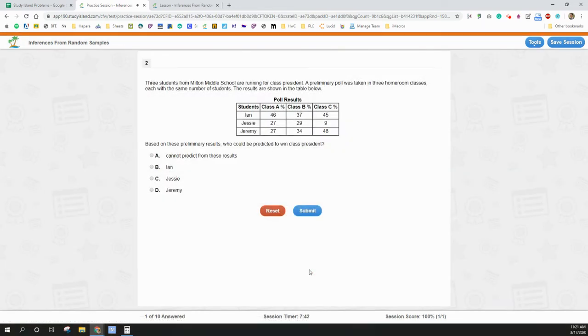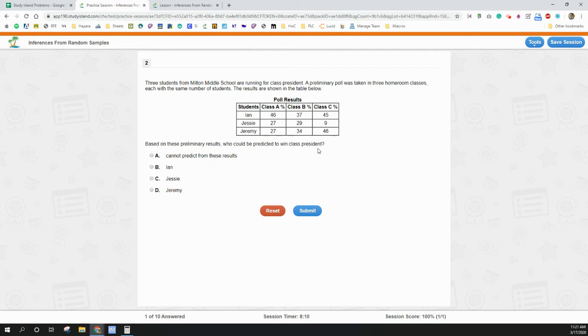Number 2. 3 students from Milton Middle School are running for class president. A preliminary poll was taken in 3 homeroom classes, each with the same number of students. The results are shown in the table below. So here are the poll results, the students, Class A, Class B, Class C, and these 3 different candidates. These are the 3 kids running for student class president. Based on the preliminary results, who can be predicted to win class president?